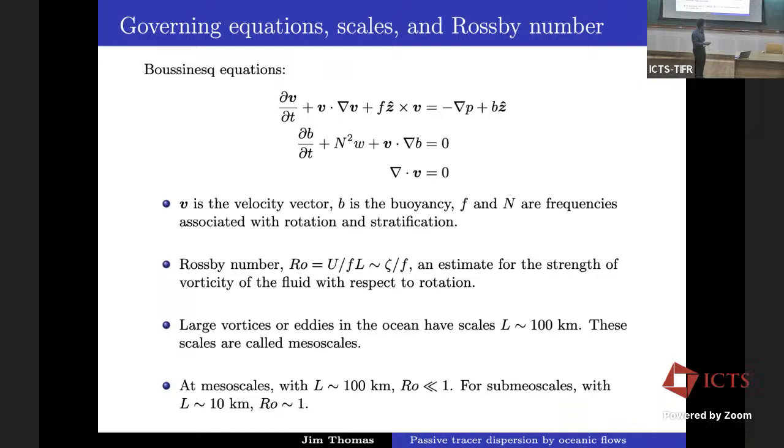And the Rossby number varies across scales. When you're at 100 kilometer scales in the ocean, these scales are called mesoscales. The Rossby number is asymptotically small. It's really small at these scales. But as you go to smaller scales, we'll see in this talk, these scales are called submesoscales. At scales of the order of 10 kilometer and below, the Rossby number reaches order 1 values. So this non-dimensional number undergoes a transition from asymptotically small values at 100 kilometer and above to order 1 values as you go to 10 kilometer and below.